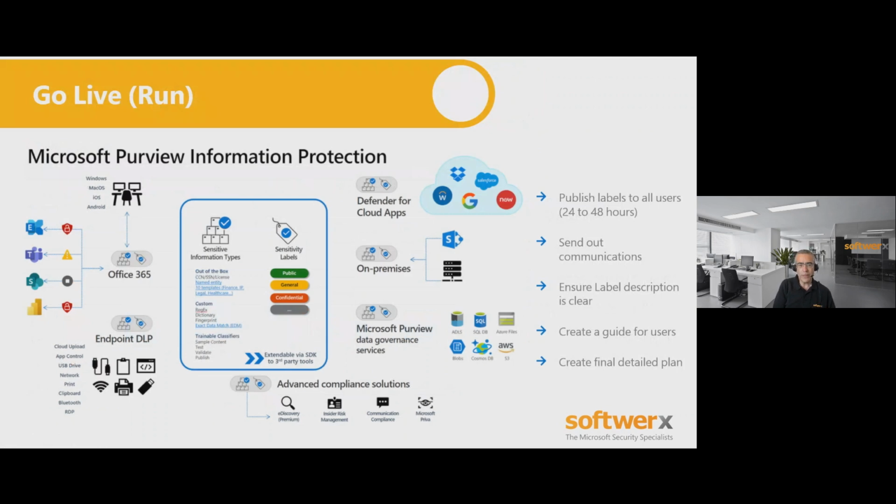There's some areas that I do want to mention. Publish all the labels to the users 24 to 48 hours before you're about to go live, as it takes some time for the new changes to push out to everybody. Think about sending out communications to everybody, explaining very clearly what they are doing, why we're having it in place, and how you expect them to use it. Also be sure that the label description that you've put as part of your labels is very clear, so the user can very easily understand why something is marked as confidential, or what we expect them to be marking as confidential if you are doing manual labeling.